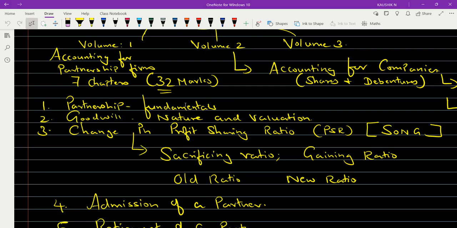Okay, it will increase my earnings. So that is the reason we give a guarantee to a partner.